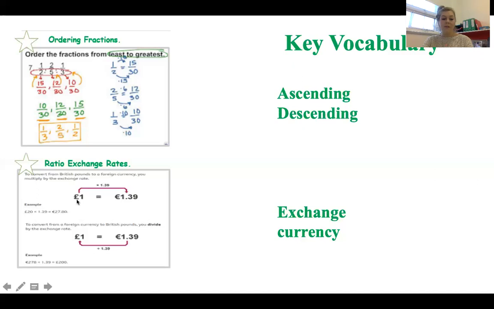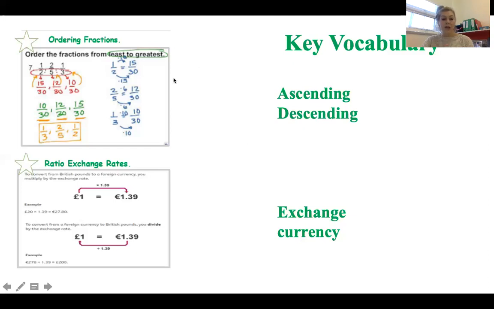So you would convert from pounds to euros by multiplying by 1.39 here. And to go the other way, from euros to pounds, you would then divide by 1.39. You may be given some questions where you've got some money that you need to exchange. You may be given a question where you want to compare the prices of two things, one price in British pounds, one price in euros. So there's lots of different ways that you can apply that skill.